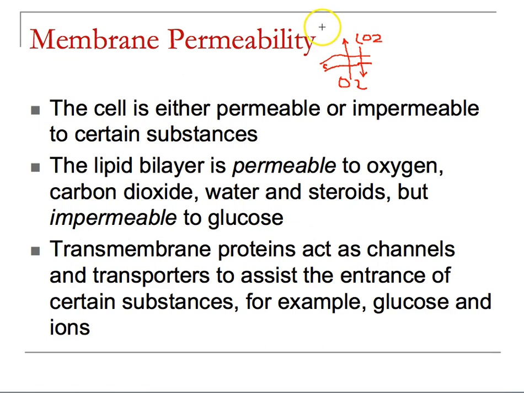It is impermeable to say something like glucose. So let's just put a big G up here. Big G for glucose, which means glucose can't get in, which means we have to make something that's going to allow it to pass in. That would be that transmembrane protein.